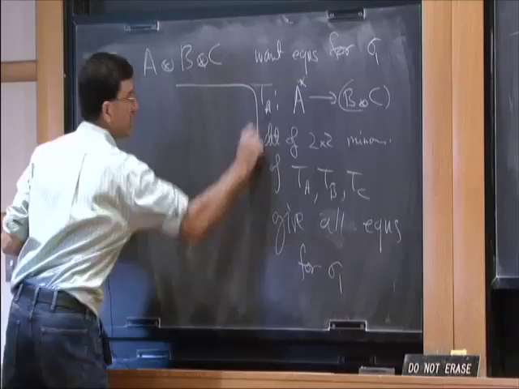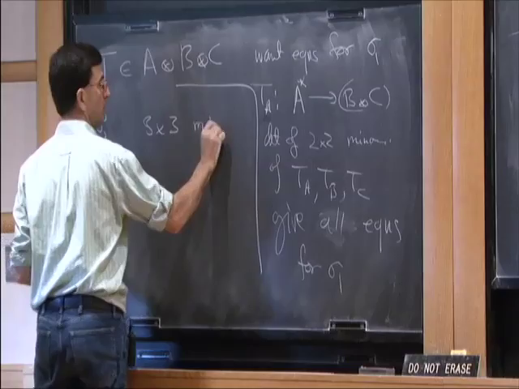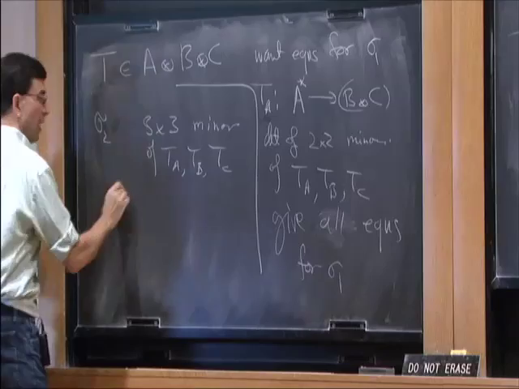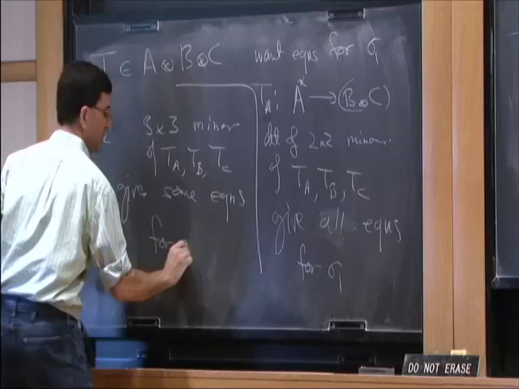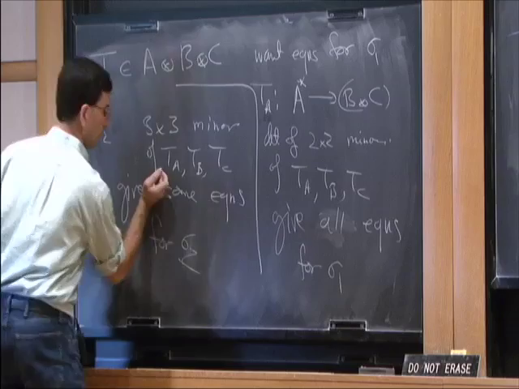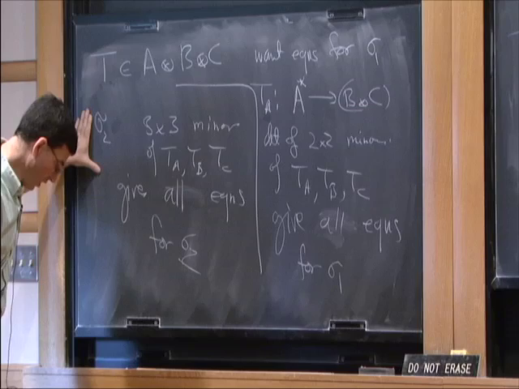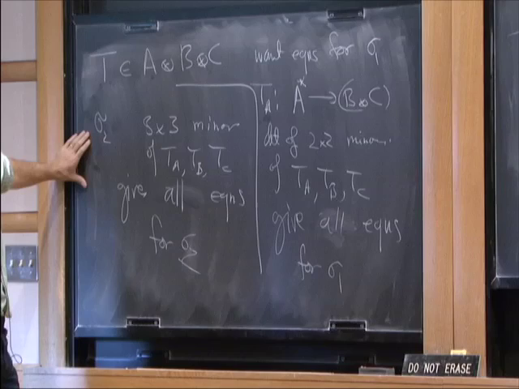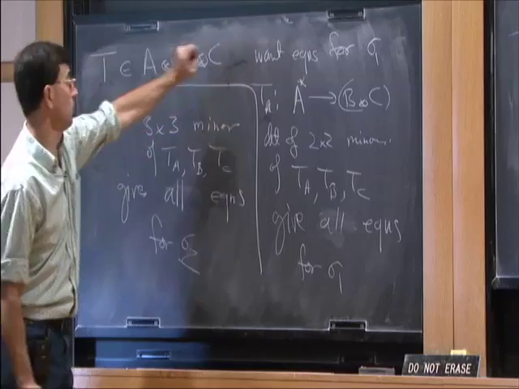So let's do the same thing for sigma 2. We could look at the 3 by 3 minors of TA, TB, and TC. And this gives some equations for sigma 2. And again, it gives all of them. Now, for this particular case, I should say that if we have 3 factors, that's not such a difficult result. A computer can tell you the answer. If we have more than 3 factors, the result is only a year or two old, and it's due to Claudio, who's sitting in the back, so you may ask him about that.